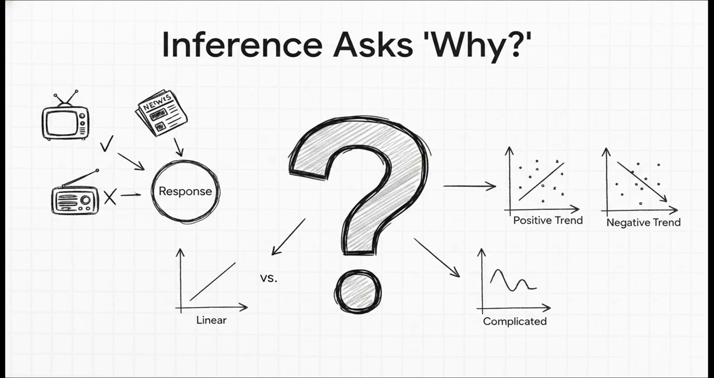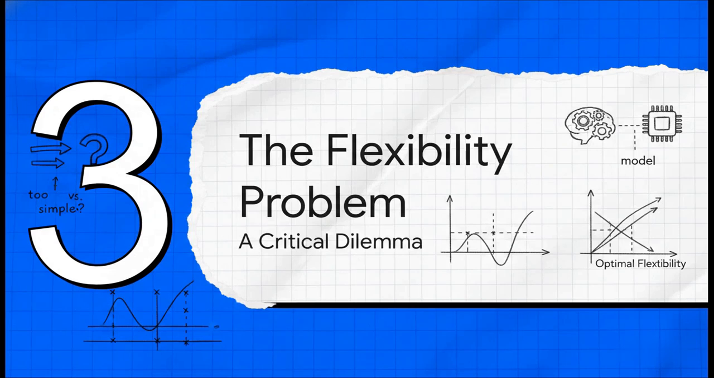And is that relationship a simple, straight line where more money always equals more sales? Or is it something way more complicated? These are all questions about understanding, not just predicting a number. Okay, so we know we need to estimate F, but this leads us to what is probably the single biggest dilemma in all of statistical learning. Just how complex or how flexible should we make our model?